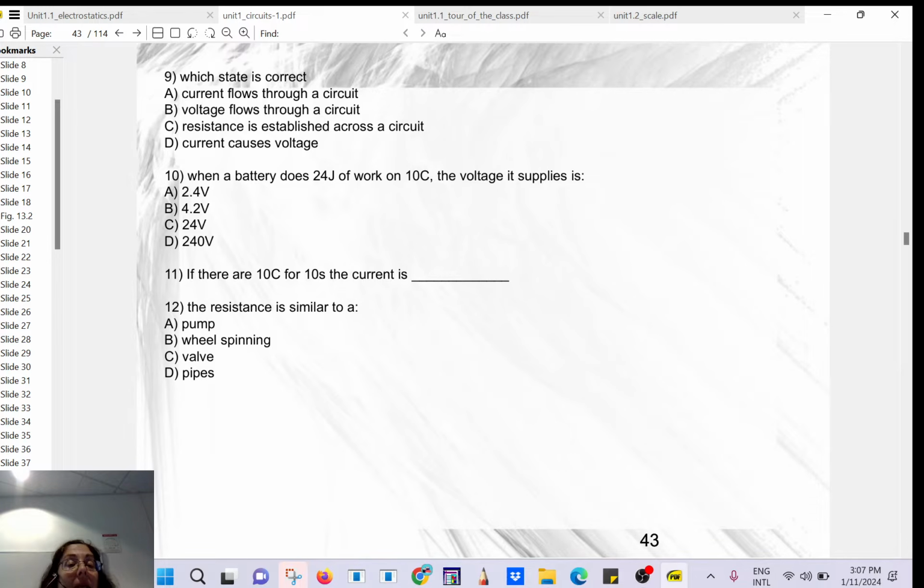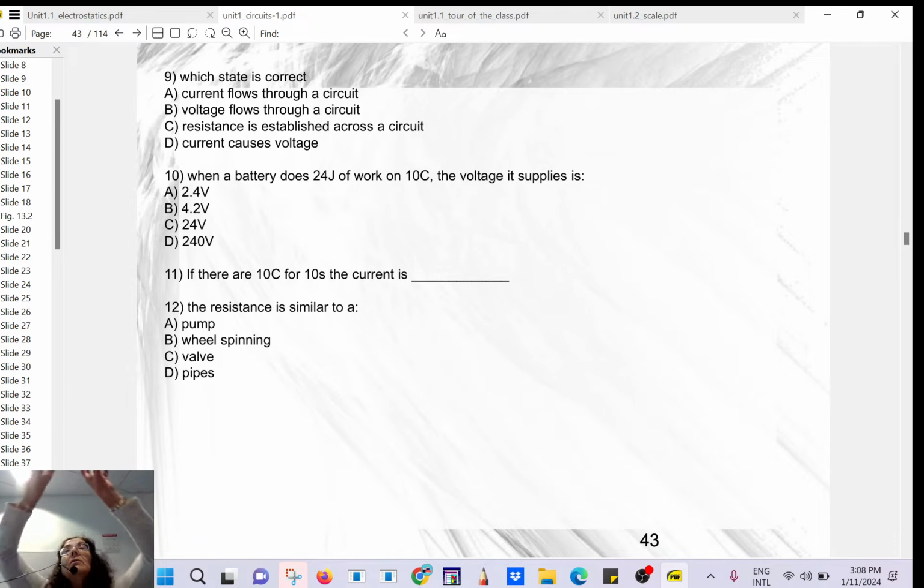If you have 10 coulombs going through your multimeter for 10 seconds, the current is 1, okay, because it's coulomb per second, okay? So if you have 10 charges for 10 seconds, that means you have 1 charge or 1 coulomb per second.